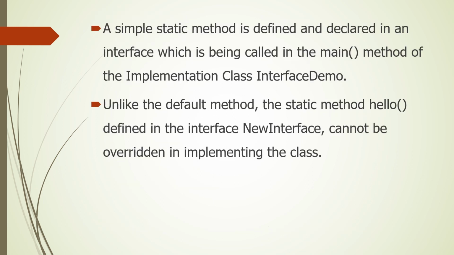A simple static method is defined and declared in an interface which is being called in the main method of the implementation class interface demo. Unlike default method, static method hello of defined in the interface, new interface cannot be overridden in the implementing class. In the example we have seen previously, ordinary methods can be implemented, but static method hello of cannot be implemented. It is already implemented in the interface itself.